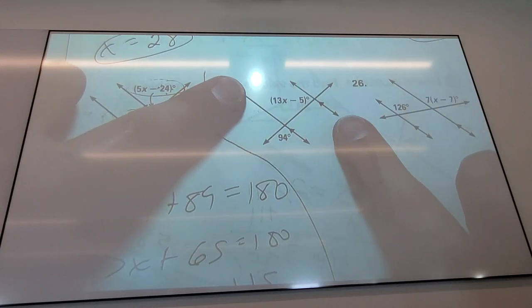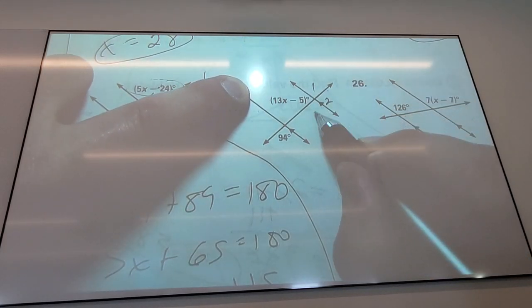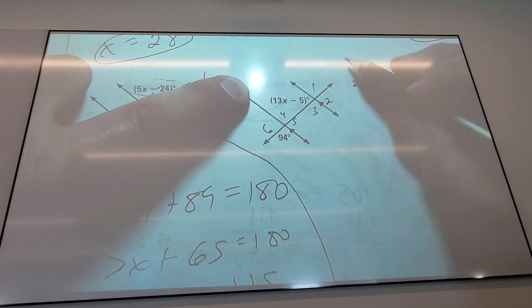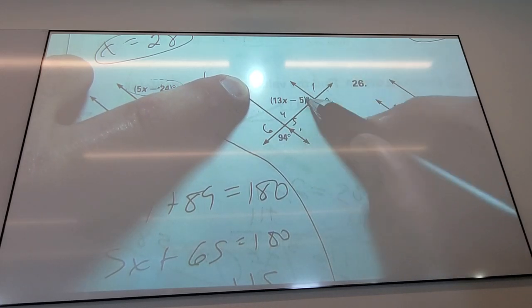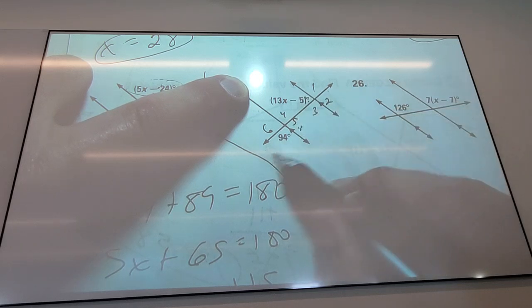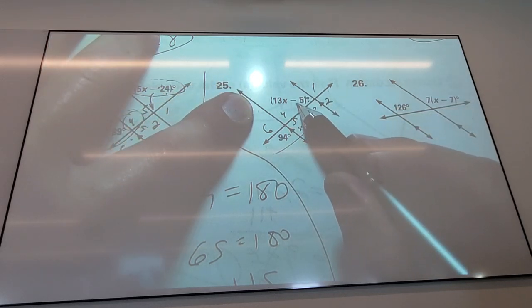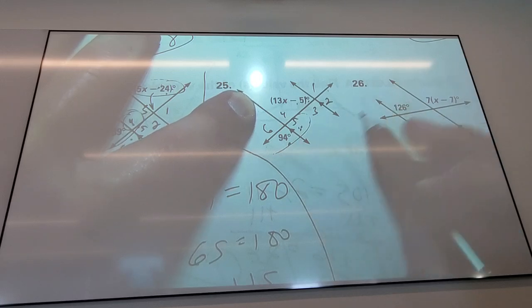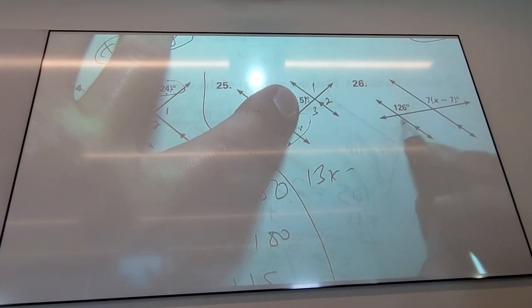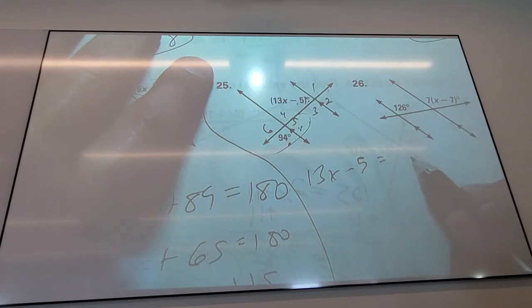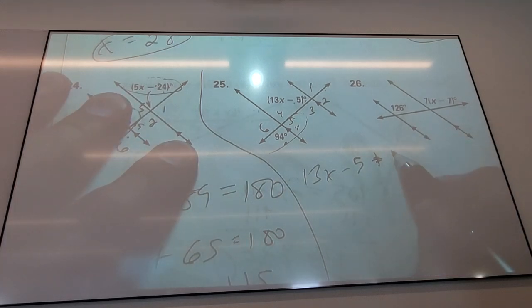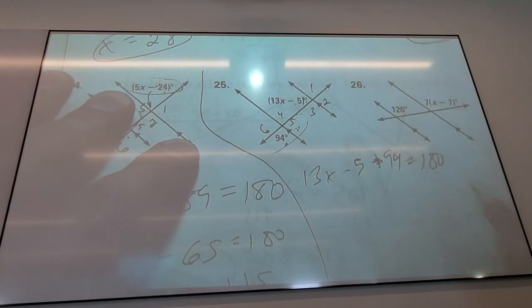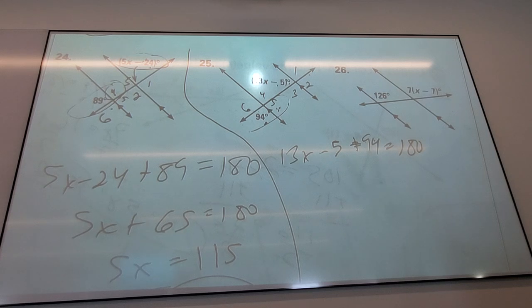Same idea here. If I give myself labels for all of them, how can I say this? This one and this one, they have to be equal. These two have to make 180. Therefore, this one and this one have to make 180. Does that say 5? Yes, I can't read it. Plus 94 equals 180, yes?